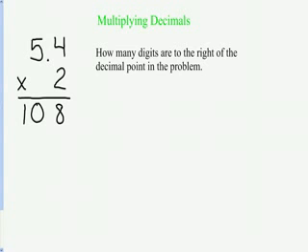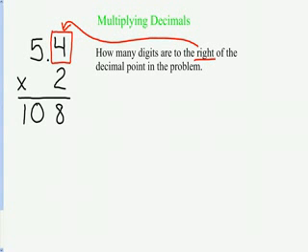is how many digits are to the right of the decimal point in the problem, in 5.4 times 2. And when I look at 5.4 times 2, I see one digit to the right of the decimal. The digit 4 is to the right of the decimal. So in my answer there has to be one digit to the right of the decimal. In this case it's going to be the number 8. So I'm going to put my decimal point in between the 10 and the 8 to get 10.8 as my answer.